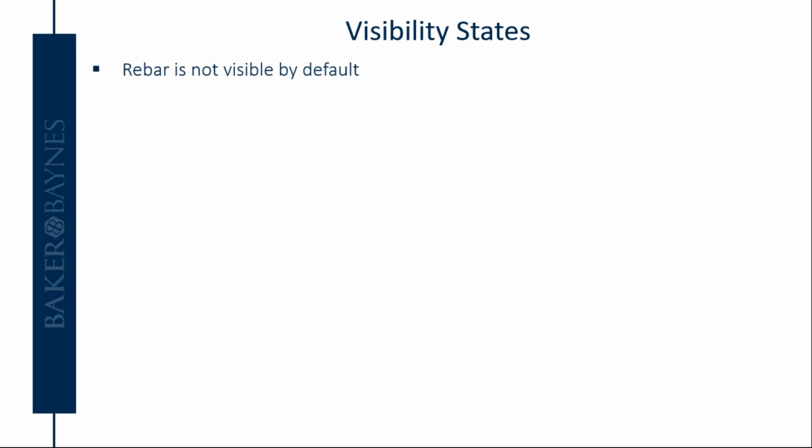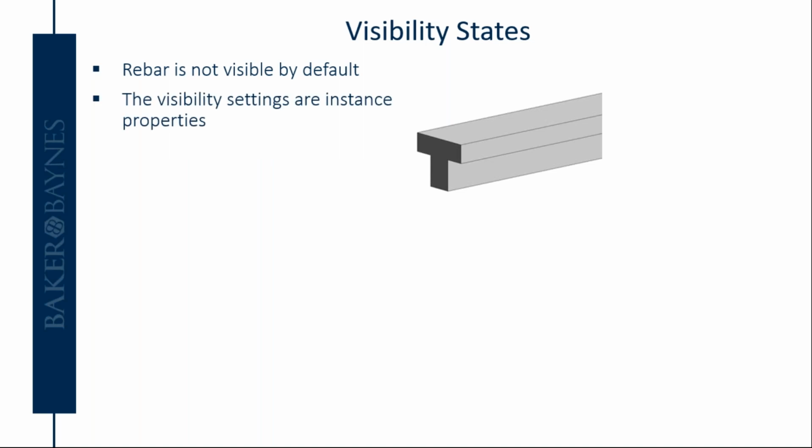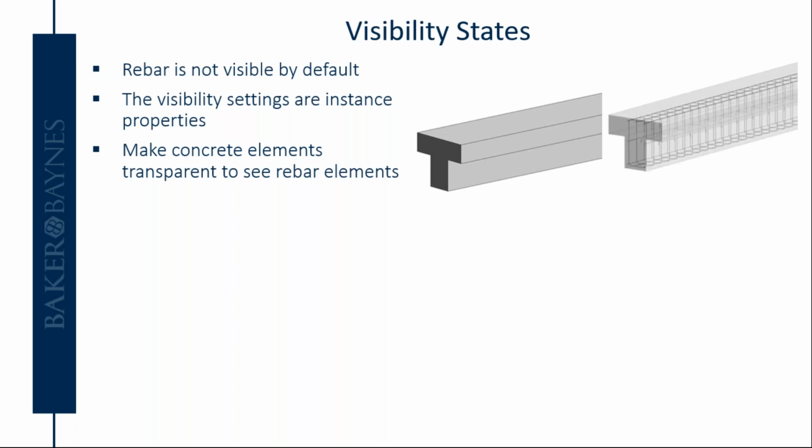So, visibility state. Just a little bit of an overview about it. Rebar is not visible by default. As soon as you place any bar, this is what it will look like. It's a setting that you need to set. It's an instance property. And you also need to make the concrete elements transparent before you can see them.